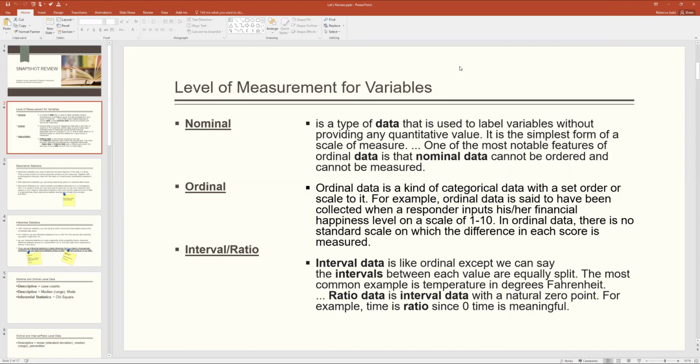So, brief review of levels of measurement. Is everybody good with that? Any questions?